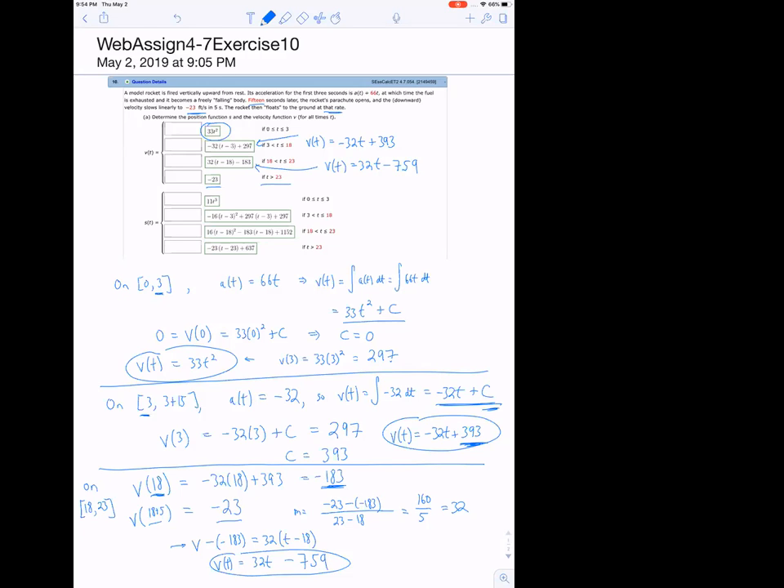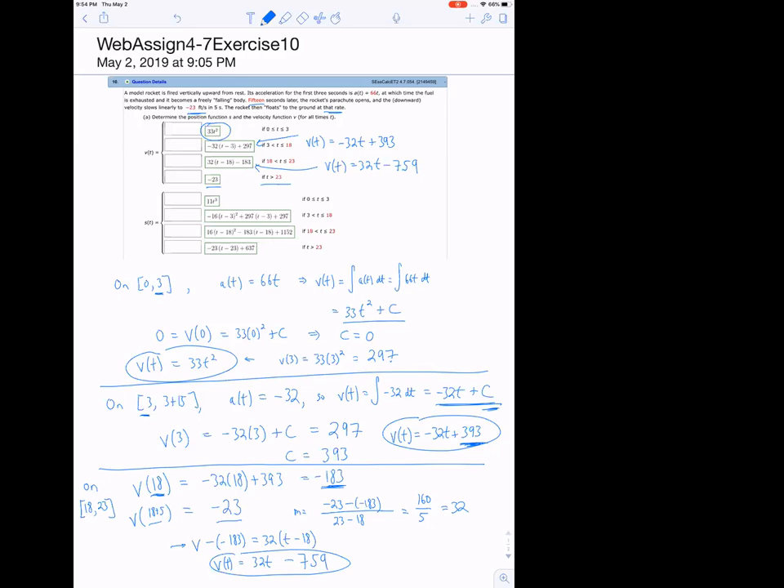Really, this is time until the rocket hits the ground. There's a little bit of non-reality to saying t is anything greater than 23. But since we don't know exactly when the rocket hits the ground, it could be sometime quite after 23, we'll just leave it as t greater than 23. That should be reasonable. Great, so that gives us all of our velocities.